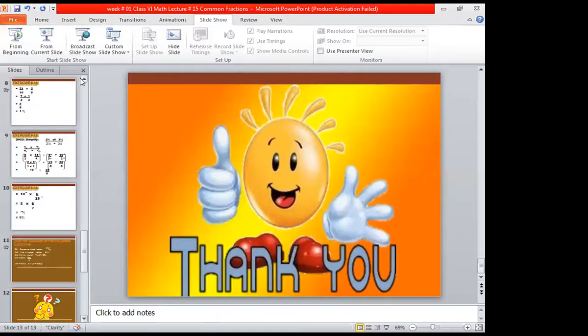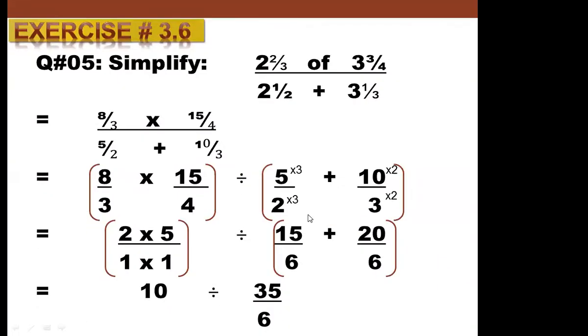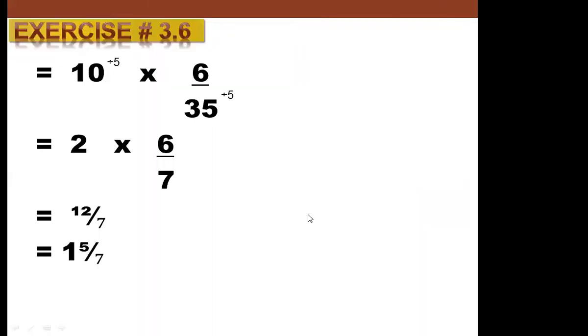So this is a question that I have explained, and your answer was 1 whole 5 upon 7. Now today I'm going to ask some questions from you as well. So students, in the next slide, you have to write down the answers of the following questions.